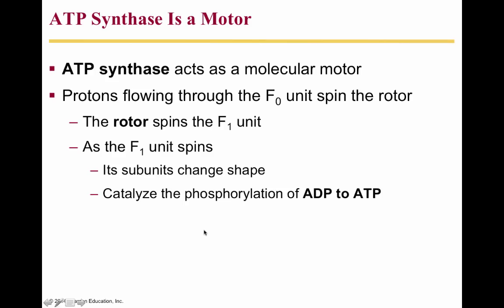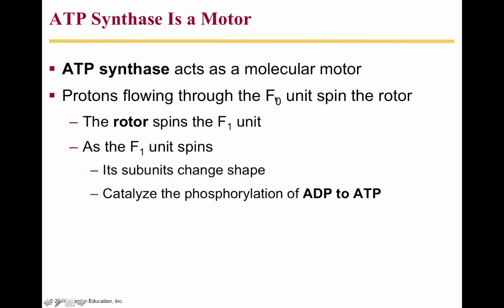All right, ATP synthase actually acts as like a molecular motor. He is a pore protein. He's got a hole through it so that the hydrogen ions can flow. And when the hydrogen ions flow through, it causes turning. They actually, the unit spins, the F0 unit spins.